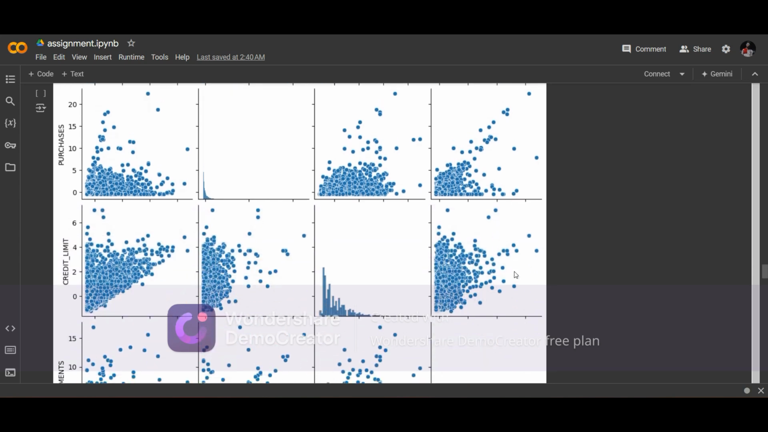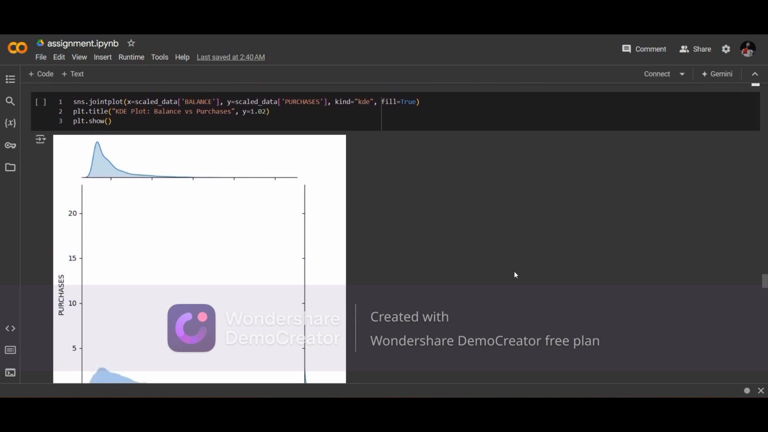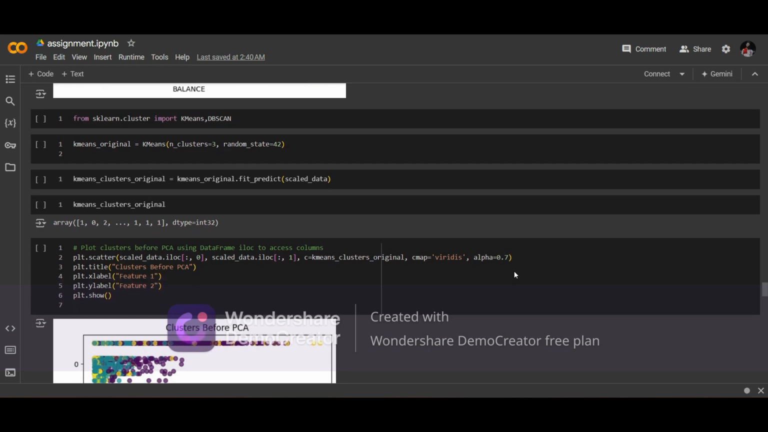And with the help of pair plot we can also understand which ML model will be best suited. And this is a joint plot. And coming to model building, here I have applied two methods of clustering, k-means and DBSCAN.